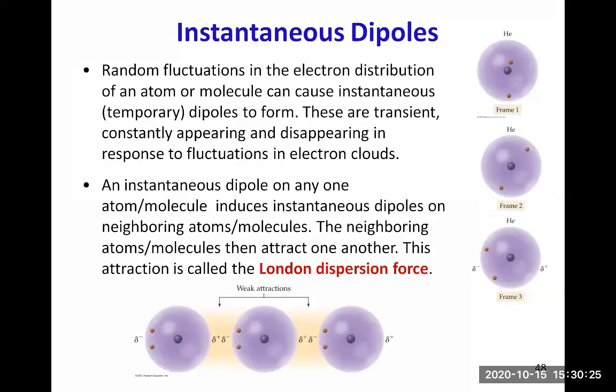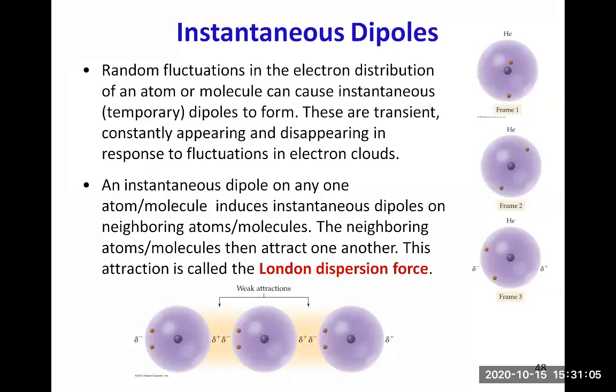And so an instantaneous dipole on any one atom or molecule can induce an instantaneous dipole on neighboring atoms or molecules, because the neighboring atoms or molecules will feel that partial positive charge or partial negative charge, and that will attract the other electrons or repel them. And so it will induce another instantaneous dipole in a neighboring atom or molecule.